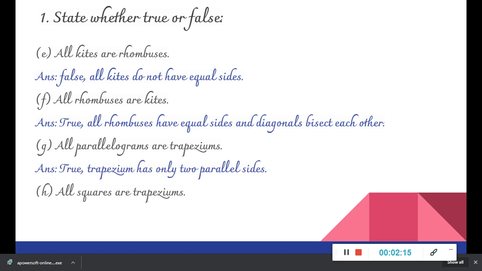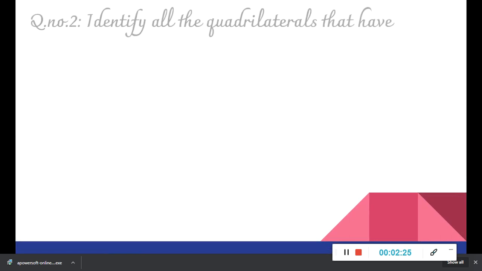All squares are trapezium. Yes, true. All squares also have two parallel lines. So that is why it is a trapezium. Clear? Now we can see the second question.